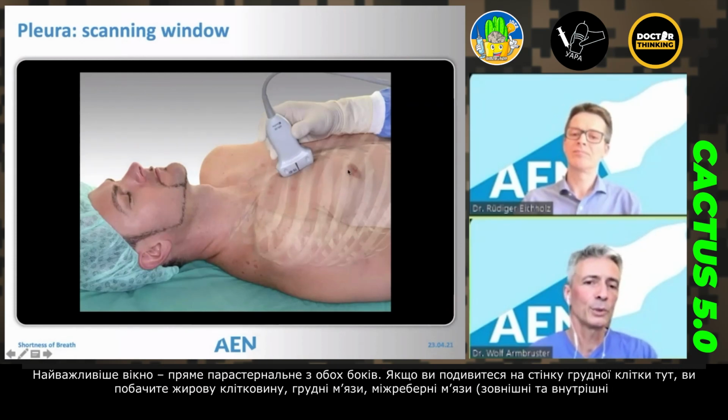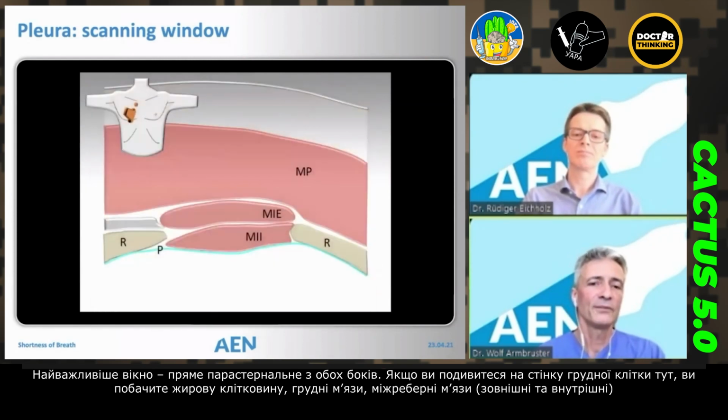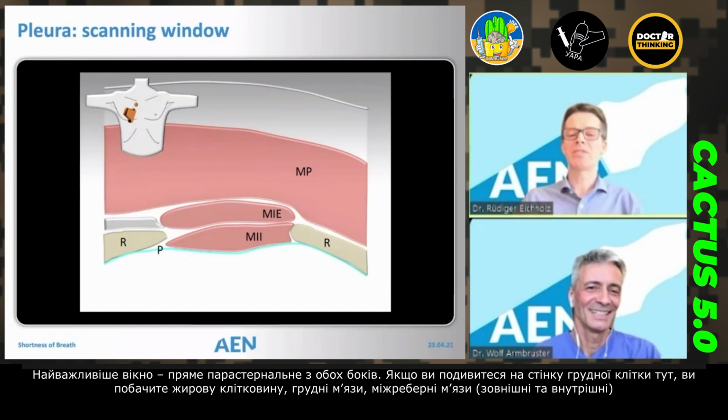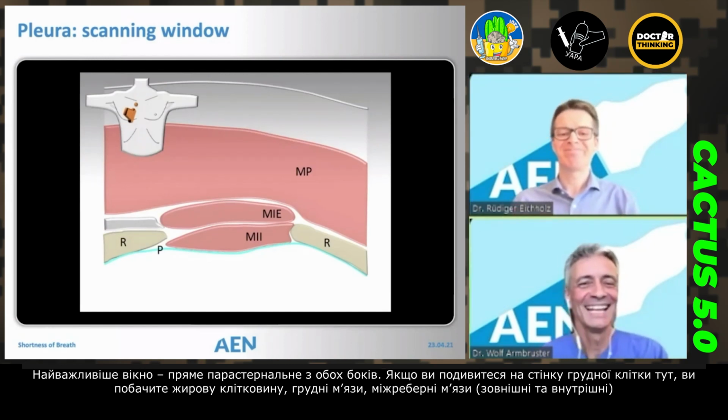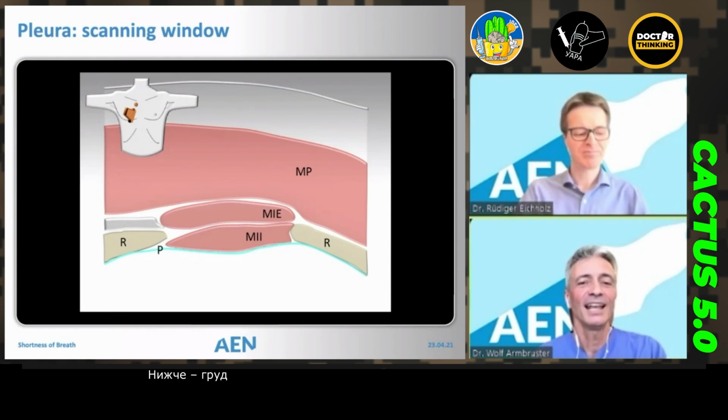And so the most important window is the direct parasternal window to both sides. If you look at the chest wall right here, you have the subcutaneous fat tissue, you have the pectoralis muscle, and now give me help, Rüdiger, the intercostal muscles and the ribs. Intercostal, yeah, the intercostal musculature, you can say it's the external intercostal and the internal intercostal.